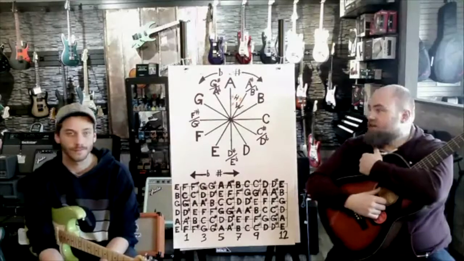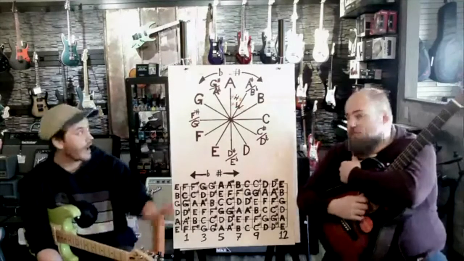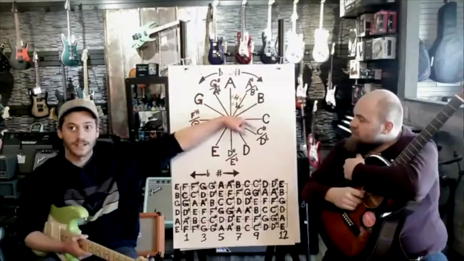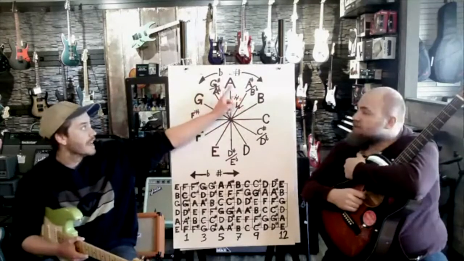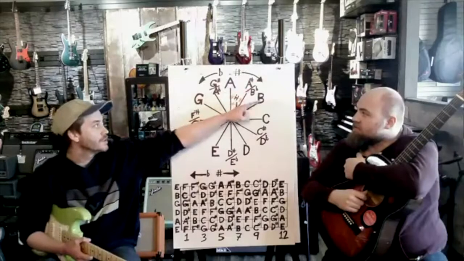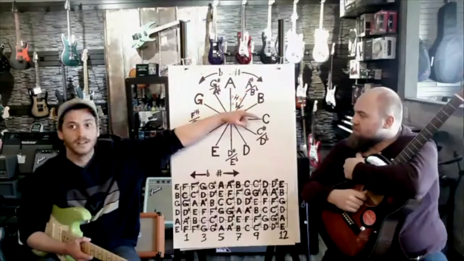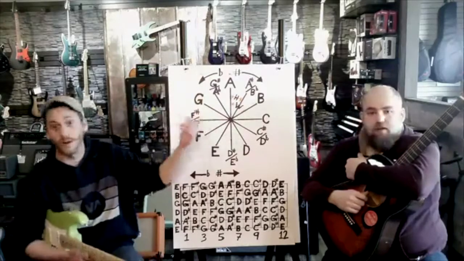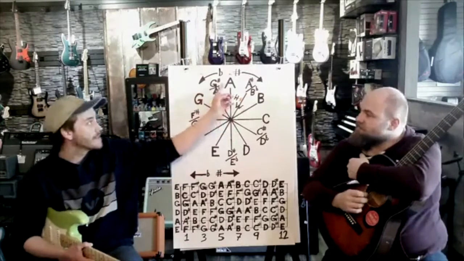So a half step on the wheel is just one movement, one spoke. So a half step is an A to an A sharp, or an A sharp to a B, B to a C, and so forth. Just one space on our game board, or whatever you want to use. A whole step is going to be two.